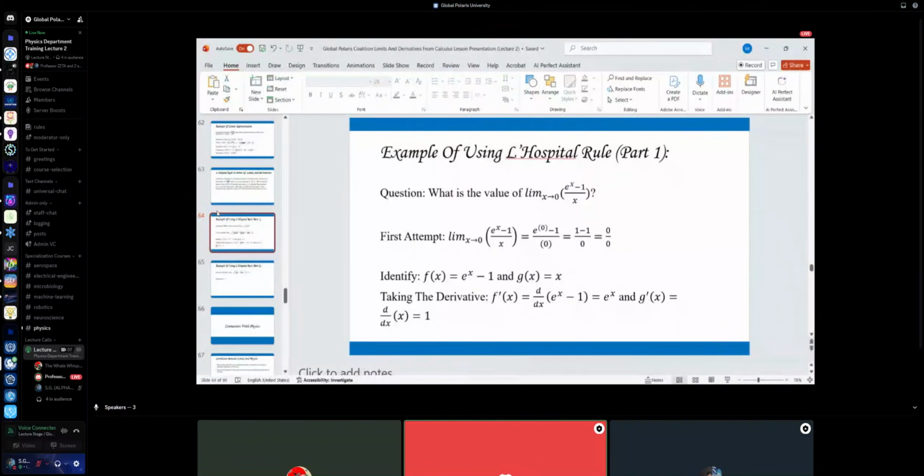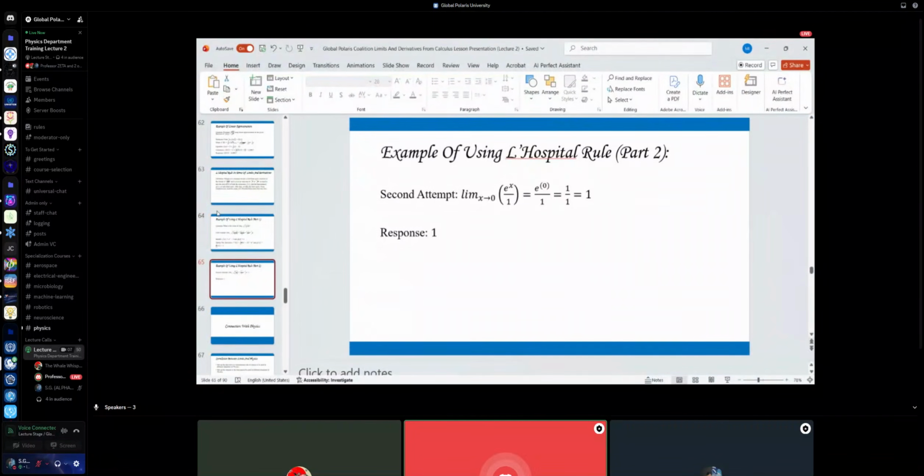So, an example of such. Let's say I gave you e to the power x minus 1 over x, and find the limit as x approaches 0. We plug in the value. Anything to the power 0 is 1, so 1 minus 1 is 0 over 0. Well, we cannot have 0 over 0. So identify f of x and g of x, and take their derivatives individually. Negative 1 is a constant, so it goes away. Then e to the power x stays the same. For g prime of x, x to the power 1 becomes the constant 1. Now let's try again.